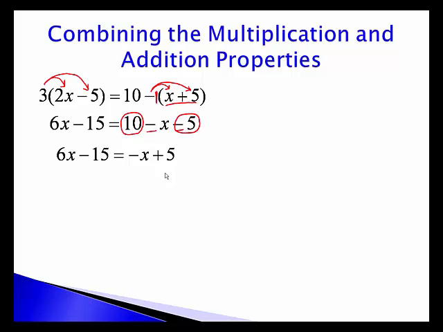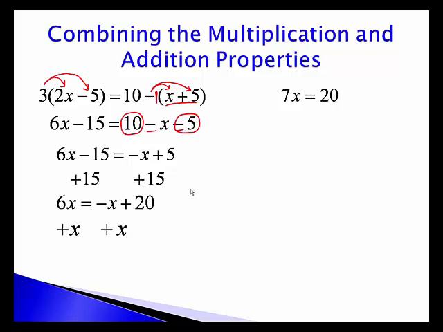Your next step would be to add 15 to both sides. When I do that, I should get 6x is equal to -x plus 20. I would add x to both sides now and get 7x is equal to 20. Then I would need to divide both sides by 7, and I would get x is equal to 20 divided by 7.